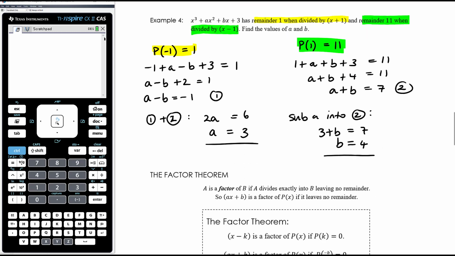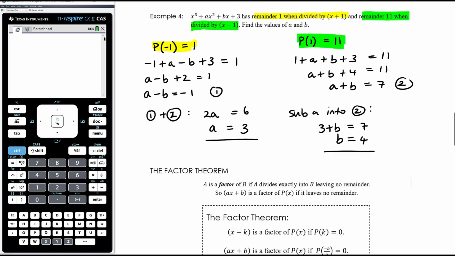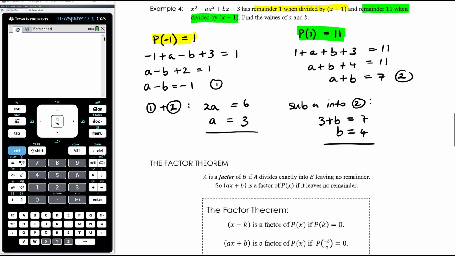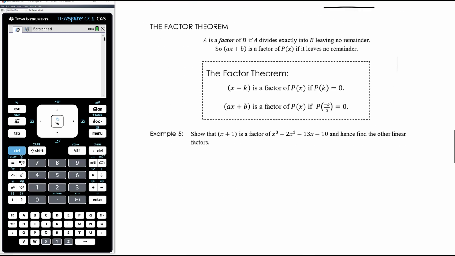Okay. If you need further practice solving simultaneous equations, go back to some of the earlier videos from the linear algebra at the start of the year and do a bit of revision there. It's very much an assumed skill at this point.